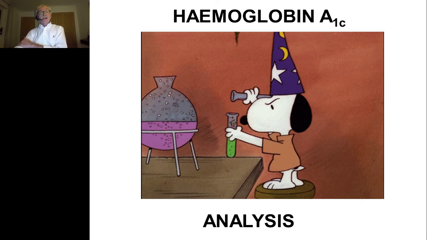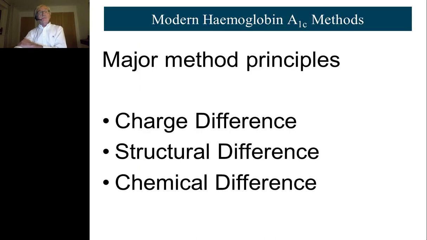So we have hemoglobin A1c. So how are we going to measure it? Well, there are a number of method principles we can use to measure hemoglobin A1c. Hemoglobin is glycated at the N-terminal valine, and only at the N-terminal valine, what I forgot to say, it will glycate at other parts of the hemoglobin molecule.